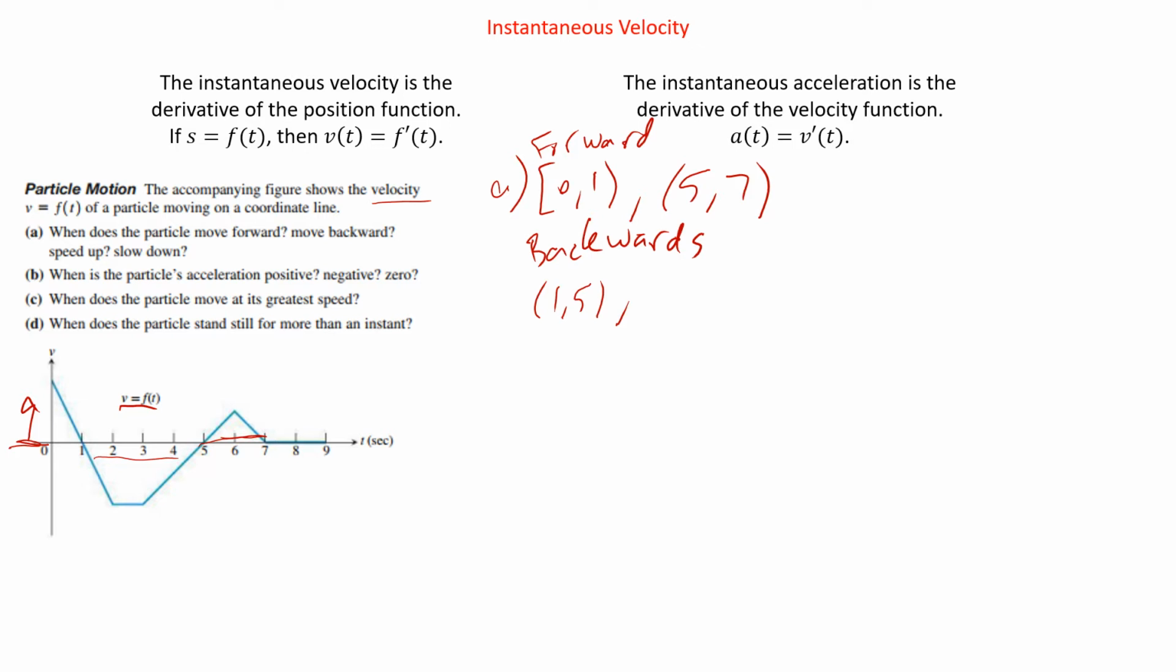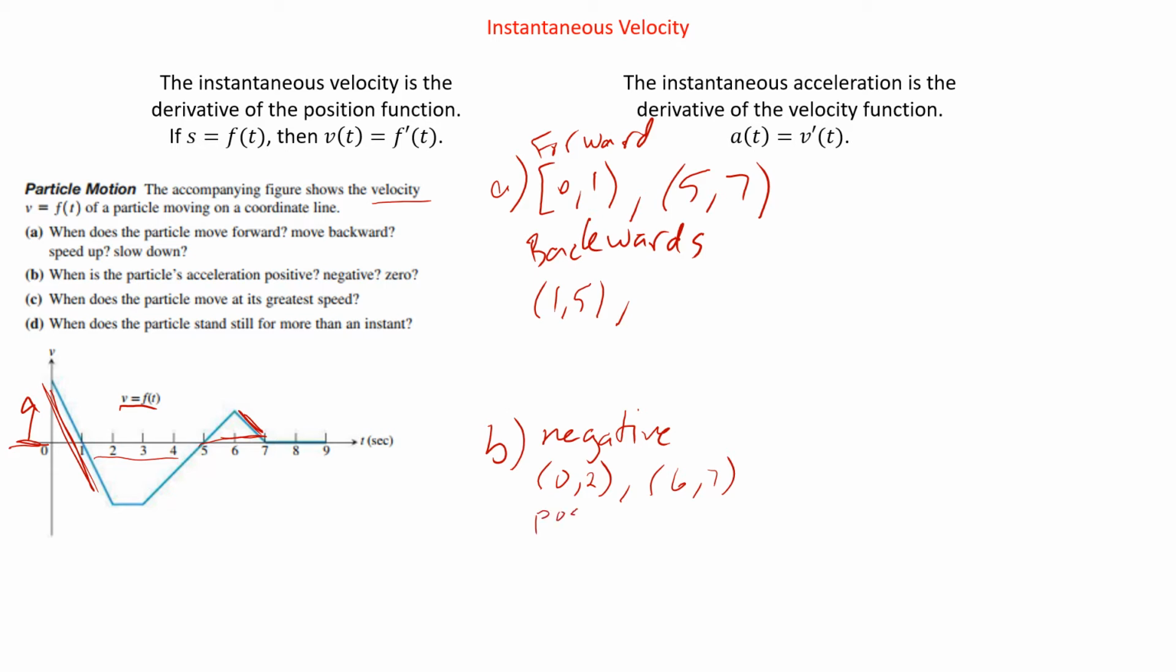Let's come back to that after B, because B asks, when is a particle's acceleration positive, negative, and 0? I'm going to just leave a little bit of space here. So the acceleration is the derivative of the velocity, so it's the slope of this graph. When is it negative? It's negative right here and right here. So it's negative on 0 to 2 and 6 to 7.